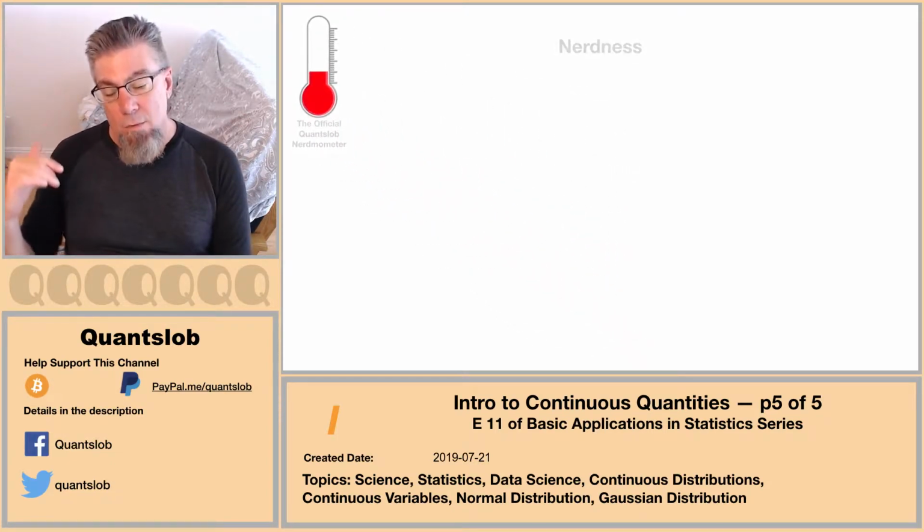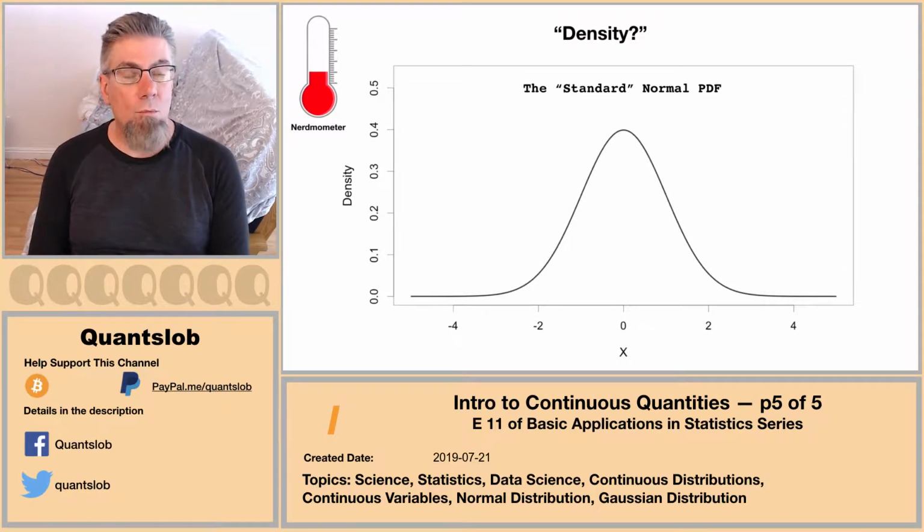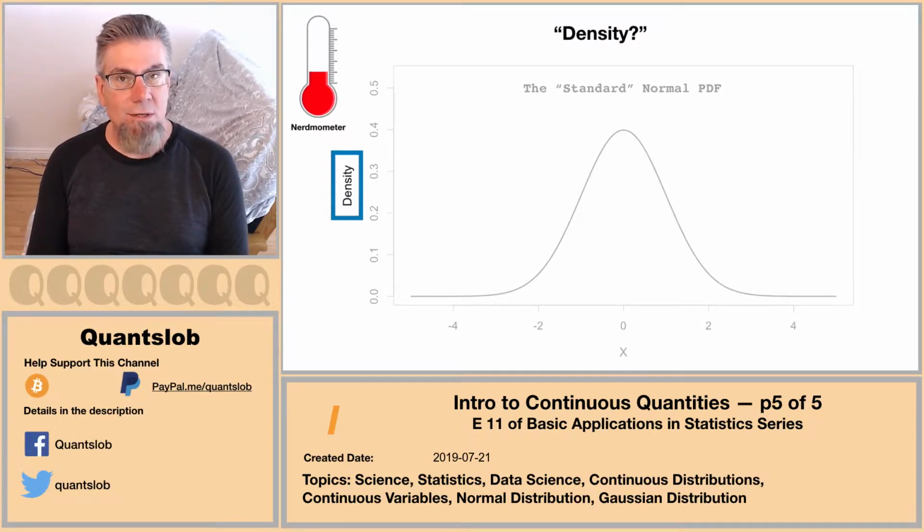Okay, in the previous edition, we looked at a couple of continuous distributions, including a normal or Gaussian distribution here. And in both, labeling the ordinate, that is the y-axis here, we have this dimension called density.